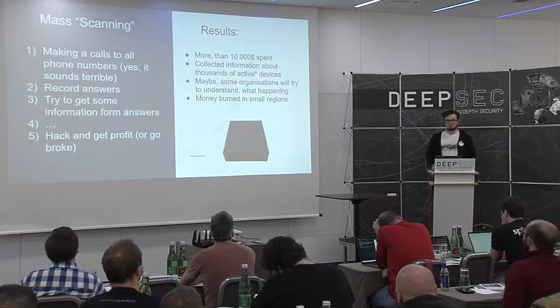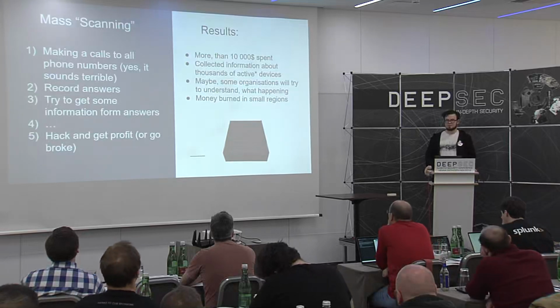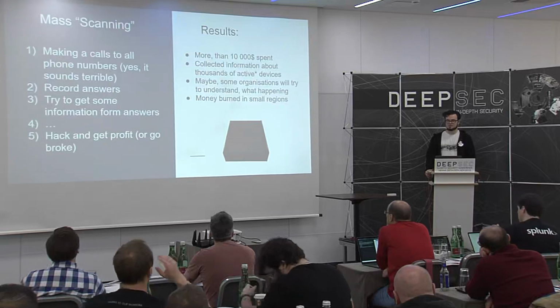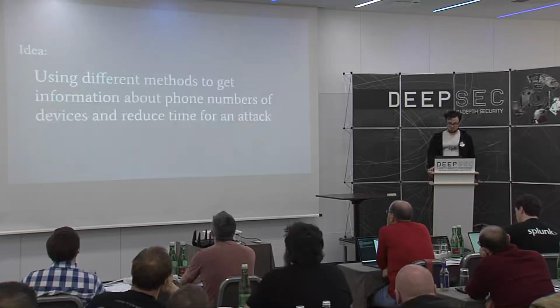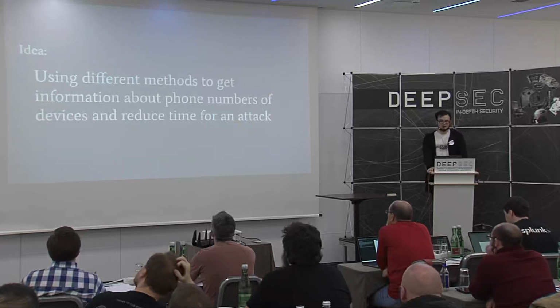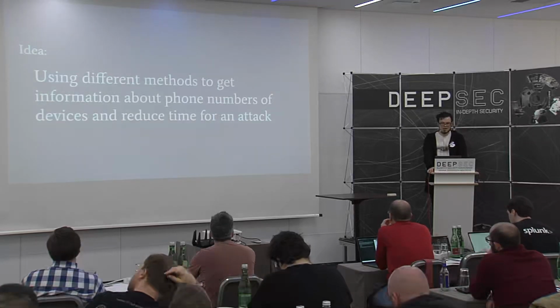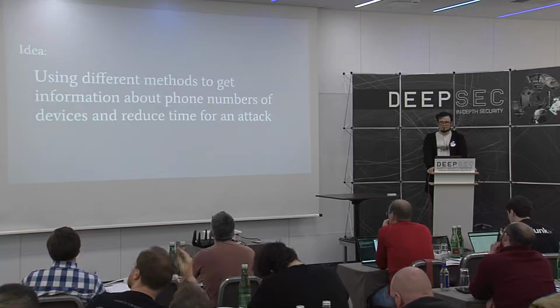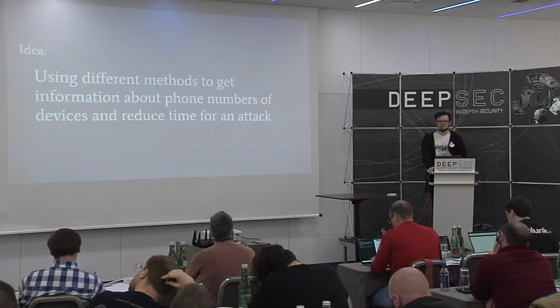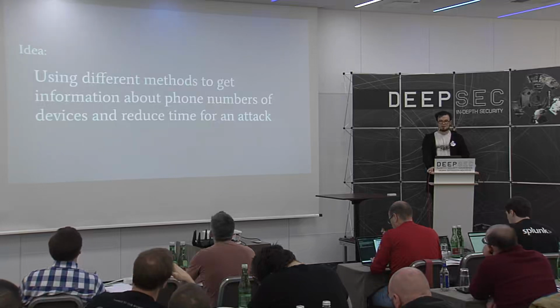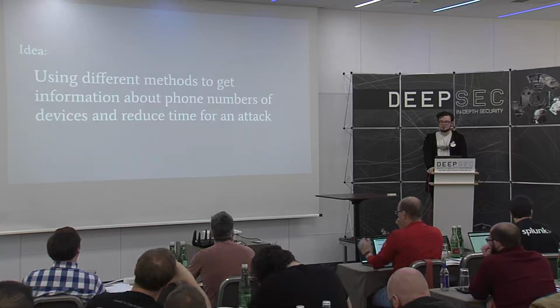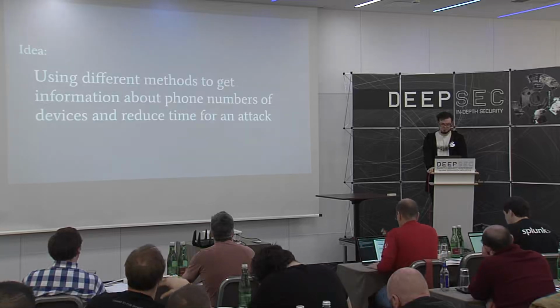But for example, in case of Russia, you will spend a lot of money because we have millions of phone numbers, and maybe you will get information about 10 or 20,000 of the GSM devices, but it is totally unprofitable. And we have one additional idea. We can try to use a different method to get information about the phone numbers without making calls. To get information, is it a device, is it a user, is it a company? And it will allow us to reduce the time for the attack, it will allow us to save money, and sometimes the mobile operator will not ask, what are you doing?